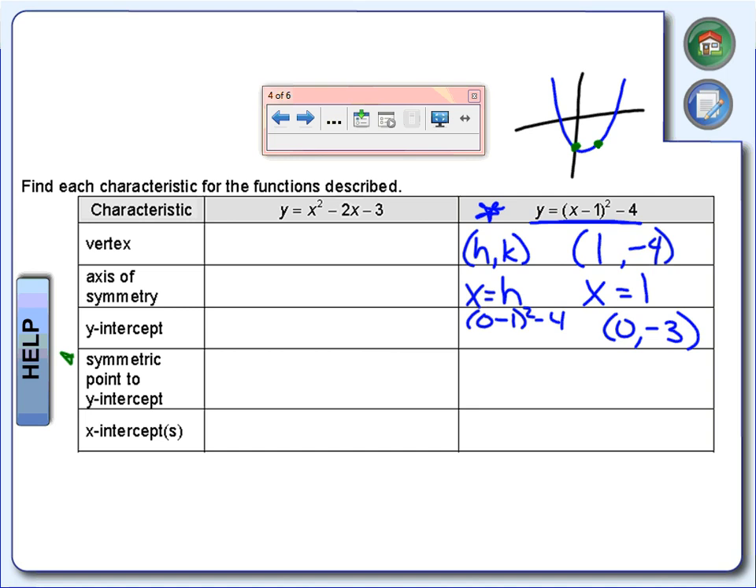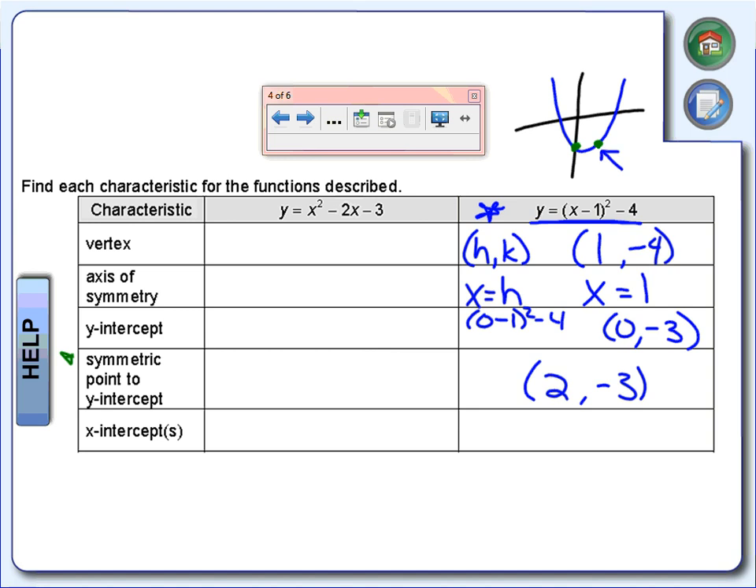I can tell you this about the point: it's going to have the same exact y value. I can tell you right now that the y value is -3. The question is, what is the x value? +2. That's correct. So the point that's symmetric to the y-intercept is (2, -3). That's referring to this point right there.